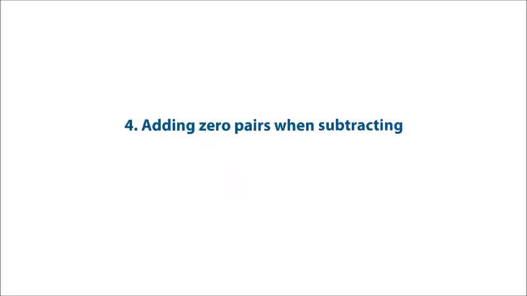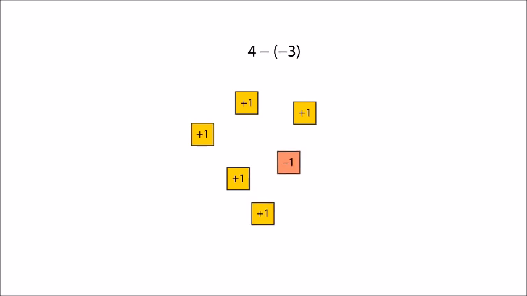We sometimes need to add zero pairs when subtracting. Let's look at an example. For the subtraction 4 subtract -3, we need to remove 3 -1 tiles, but we only have 4 +1 tiles. We can add 3 zero pairs without changing the value of the number sentence. We can now remove the 3 -1 tiles. This leaves a solution of +7.